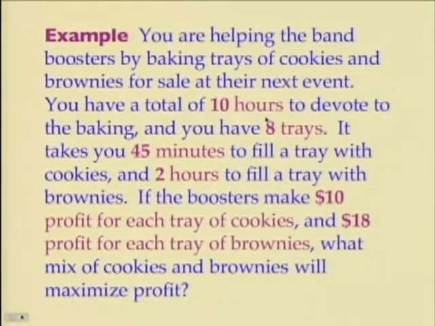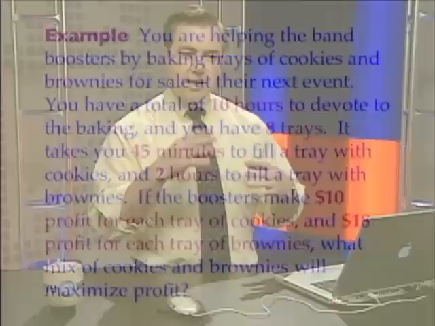So the question then becomes, what mix of trays of cookies and trays of brownies would be best to produce the most profit? If you're going to work on this, that's what you want to do. You want to get the biggest bang for your effort. You want to get the money out of it. So let's talk about how we set this up. We're actually going to set up the constraints. We're going to use a graph now. I'm going to let X be the number of trays of cookies. I'll let Y be the number of trays of brownies.